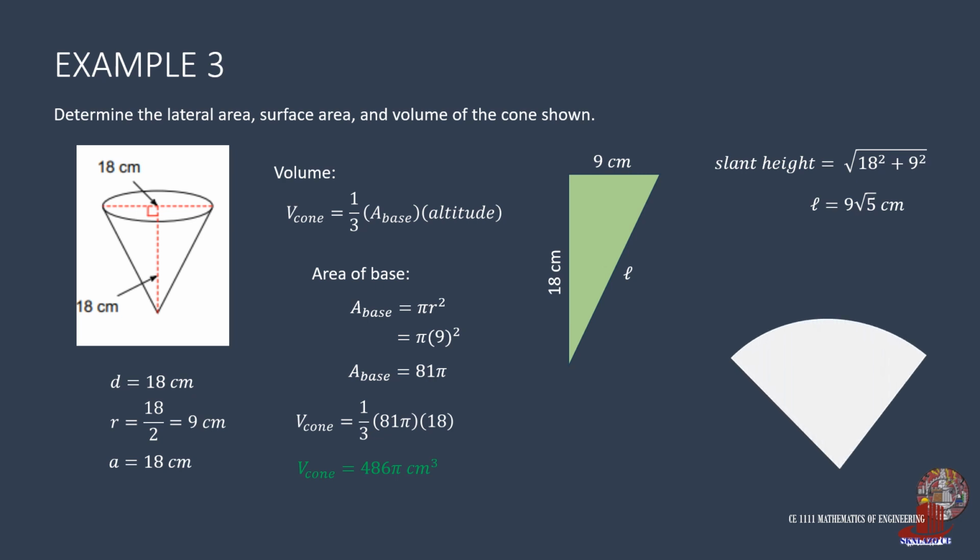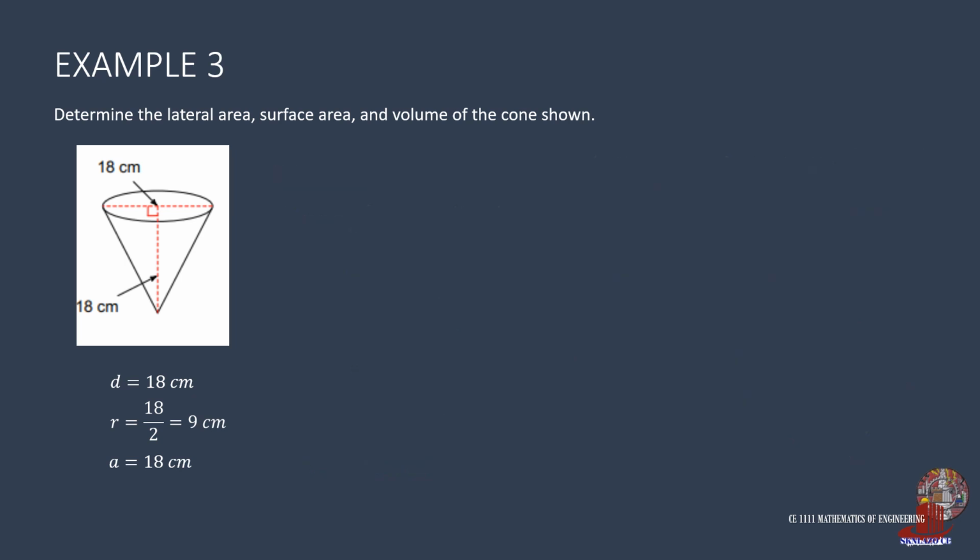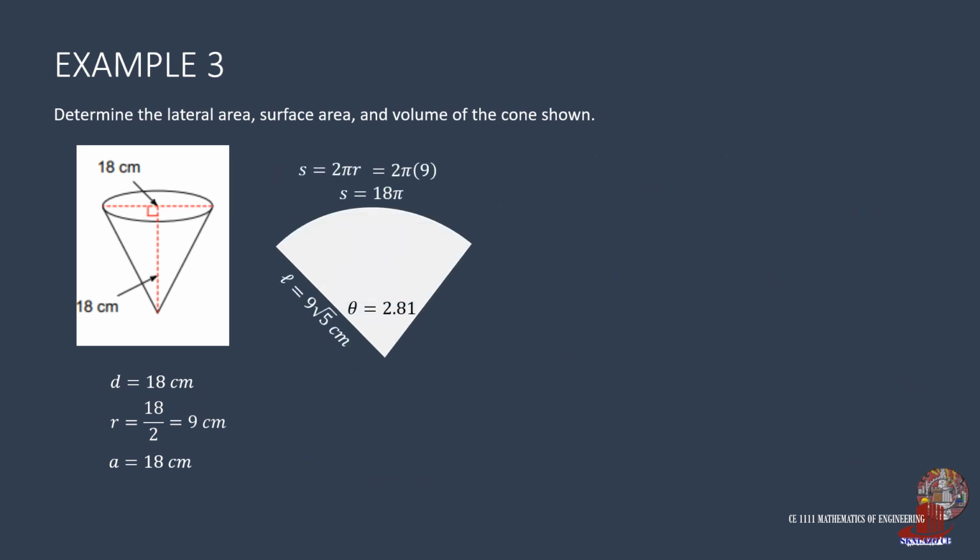The sector can then be drawn with radius of the slant height 9 root of 5, and the arc is 2 pi r, which is 2 pi times 9, and that gives 18 pi. The key to solving the areas of the cone is through the sector. With S as r theta, we have 18 pi as equal to 9 root of 5 times theta. Theta is then 18 pi all over 9 root of 5, giving 2.81.